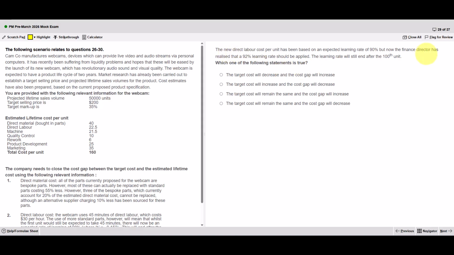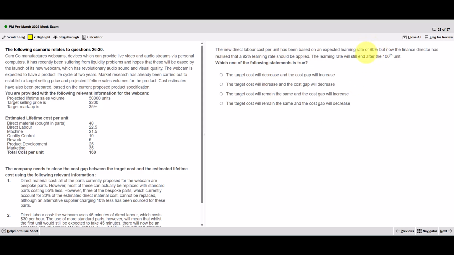We're given some additional information here. The new direct labour cost per unit has been based on an expected learning rate of 90%, but now the finance director realised a 92% learning rate should be applied. It will still end after the 100th unit. So this is what's the difference between a 90% and a 92%.